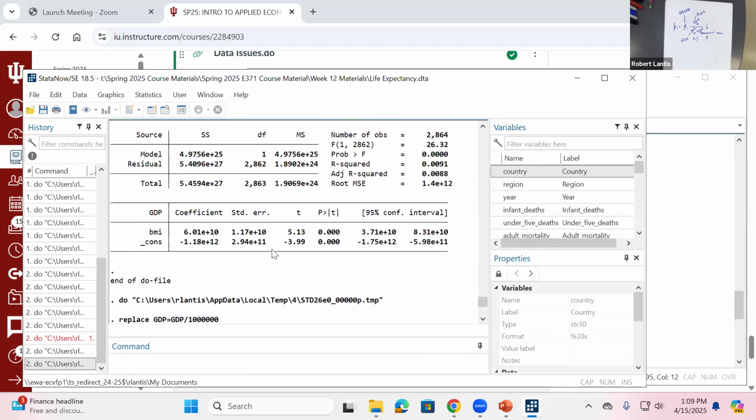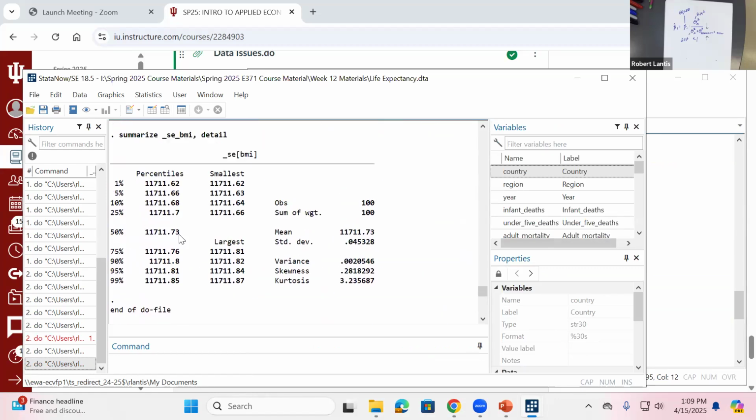What was the average standard error we found when we ran all those simulations? Same value, right? So measurement error in that dependent variable doesn't really matter. That's kind of the end of the story there. Doesn't matter for us. Okay.